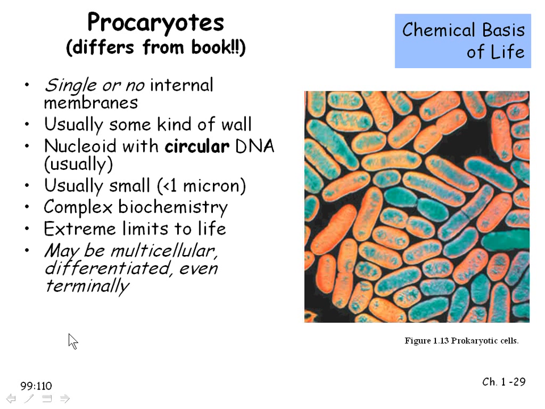Prokaryotes, as a great group of organisms in general, have single or no internal membranes. The book says no internal membranes, but in fact, many prokaryotes have internal membranes of one kind or another. Blue-green algae have internal membranes that are involved in photosynthesis. Planktomycetes have one involved with this peculiar way of using ammonia for a metabolism or energy source. But they're single. You don't see the kind of double-layered membranes that you see around chloroplasts, mitochondria, or the nucleus. So single, maybe a lot, but always a single membrane.